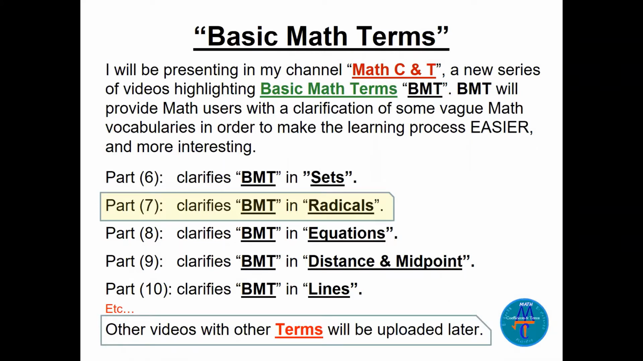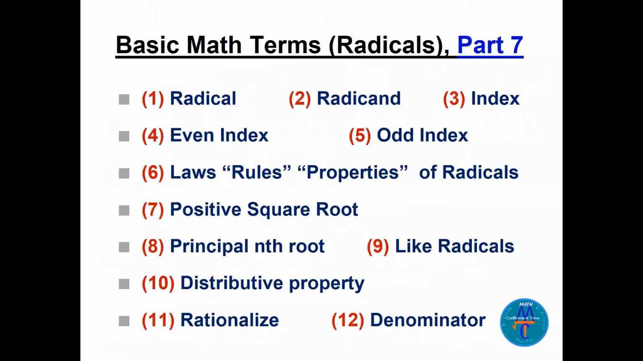Here I'm continuing basic math terms, part 7, about radicals. There are 12 words I need to explain about radicals. If you need to see the other videos on basic math terms, you can go to the playlist called Basic Math Terms. Many parts are there. Now, this is part 7.